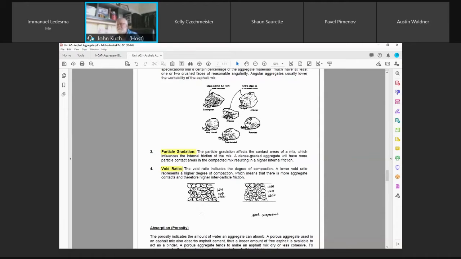You have to have a certain percentage because you have to make room for the asphalt cement, and you have to make room to have some air voids. In an asphalt mix, we want about 3 to 5% air voids.